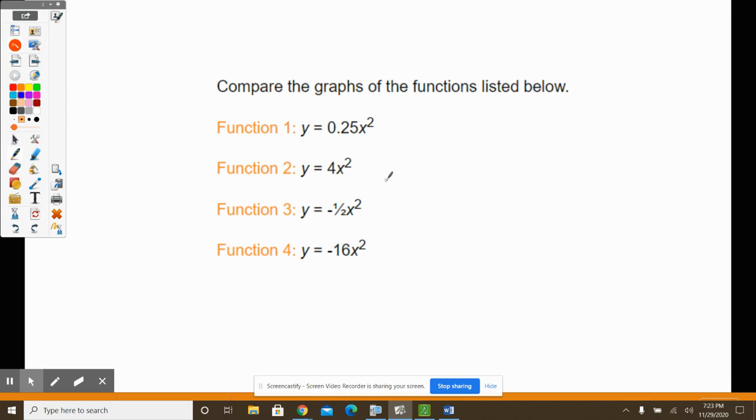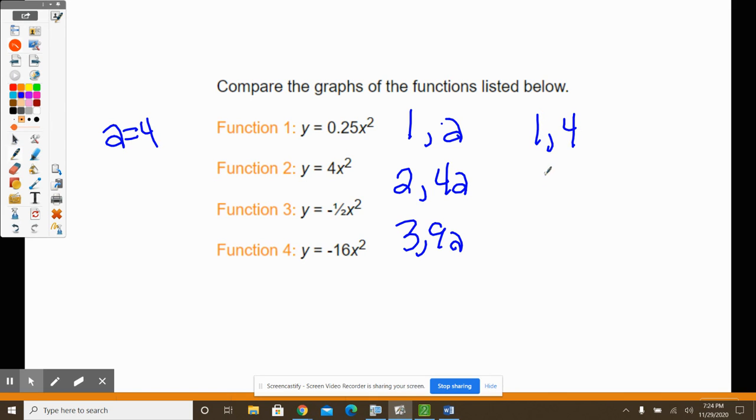Okay, how about the 4x squared? So over 1, up 4, over 2, I shouldn't write it that way. I'm jumping the gun. 1a, 4a, 9a. So if a is 4 here, over 1 up 4, over 2 up 4 times 4, which is 16, over 3 up 9 times 4, which is 36, and we're not going to graph all those. It's going to be too steep.